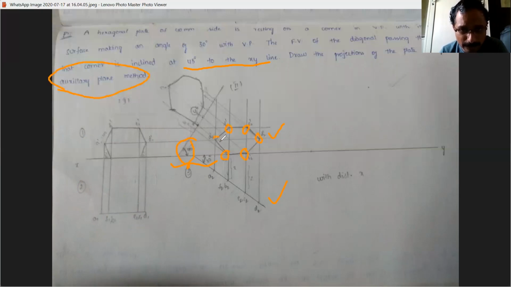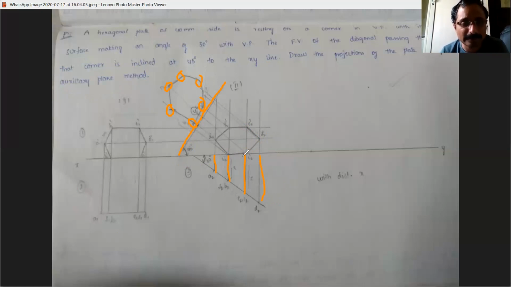Let us say this is view number 4. From all these corners, we need to draw perpendicular lines in this way. After drawing perpendicular lines to the auxiliary plane, we need to transfer the distances below the XY line. Let us say this is the distance I want to transfer. If you transfer all these distances to the auxiliary plane side and identify all the corners, then we have the final solution for the auxiliary plane method.